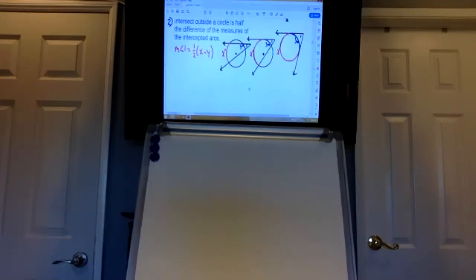There will be auxiliary segments in these proofs. You're going to have to figure out what auxiliary segment you're going to want to use. That's what makes it so difficult.